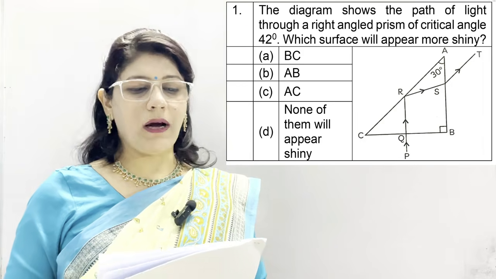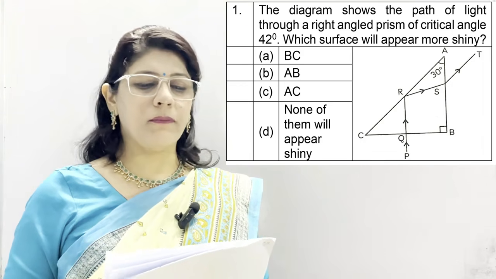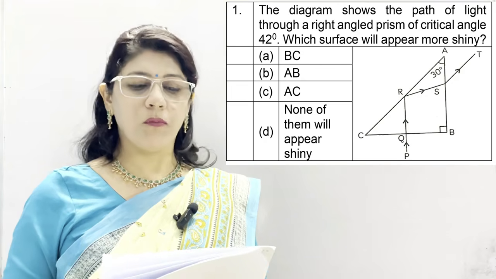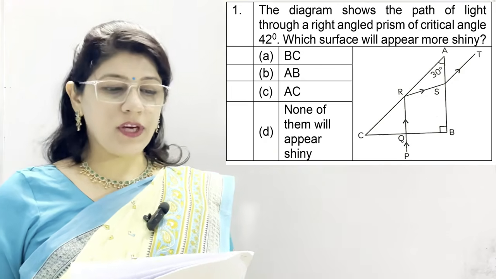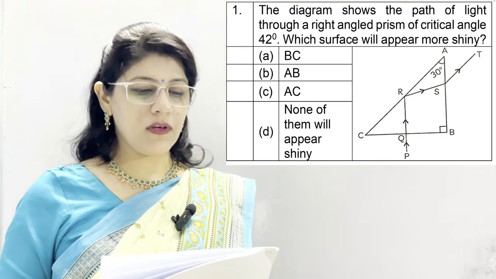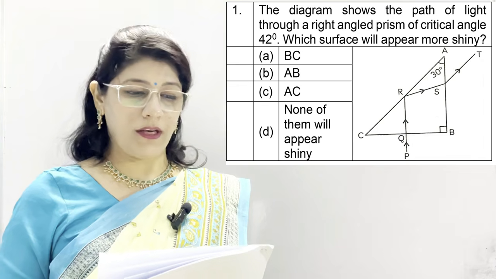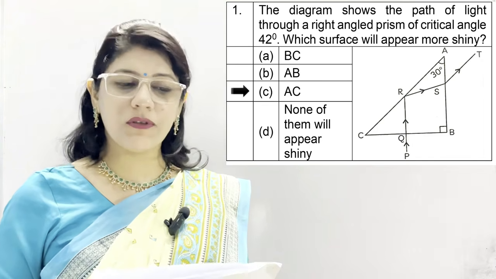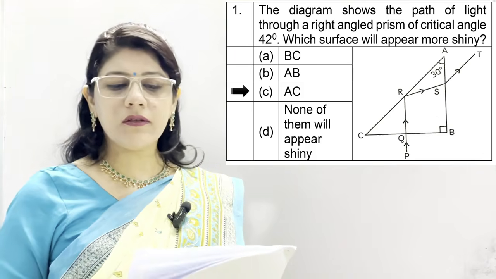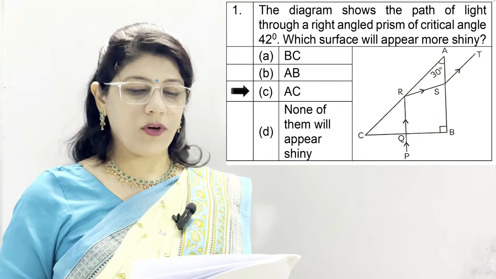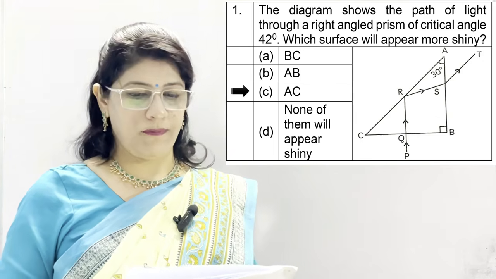The diagram shows the path of light through a right-angled prism of critical angle 42 degree. Which surface will appear more shiny? Option A is surface BC, B is AB, C is AC surface, and D is none of them will appear shiny. The correct answer is surface AC, which is option C, because TIR is occurring at this side AC, which is the hypotenuse of this triangle. So AC will appear shiny.